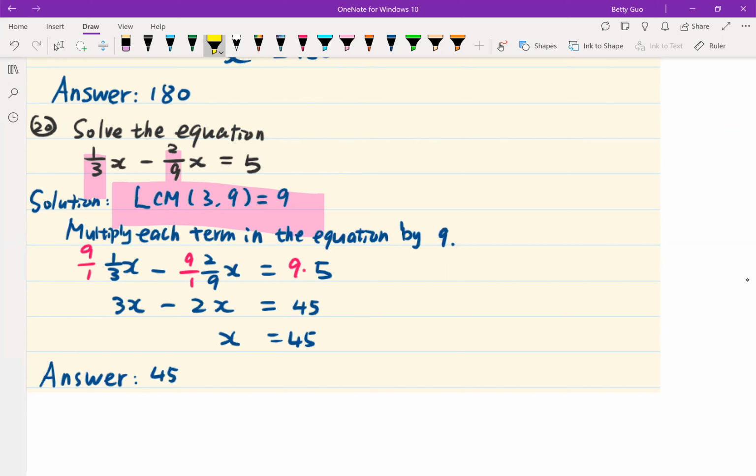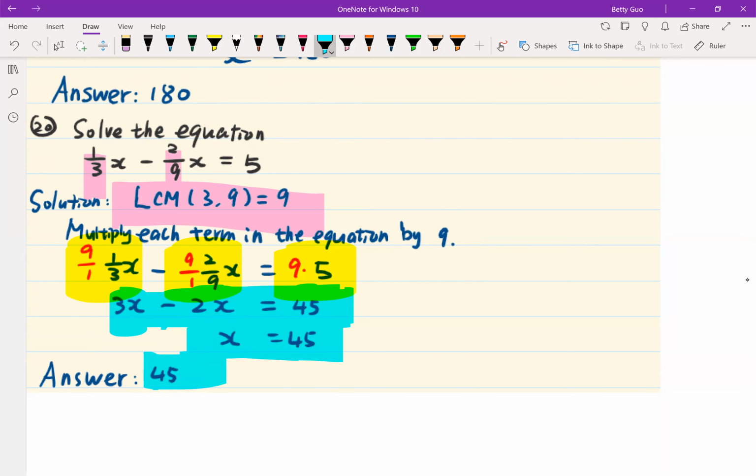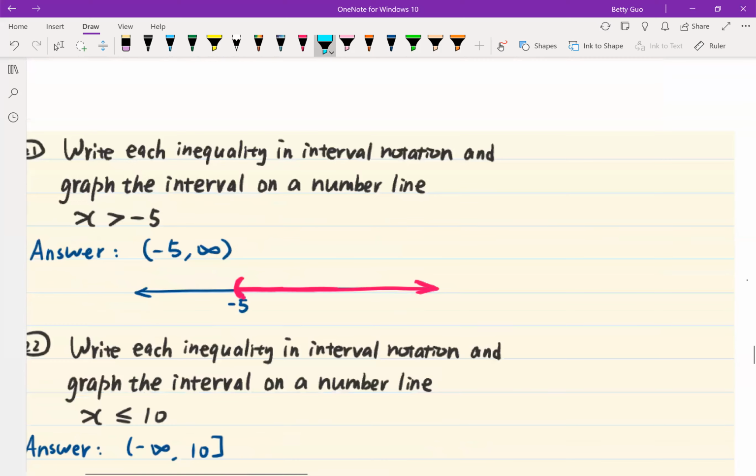Multiply every single term. How many terms do we have? We have 3 terms in the equation. So all of them, each single of them, multiply by 9. Then the first term becomes 3x. Second term becomes 2x, actually negative 2x. And right-hand side becomes 45. 3x minus 2x gives you x. X equals 45. Number 20.